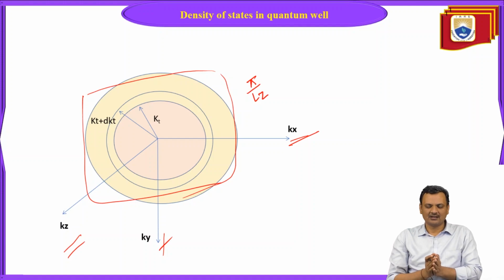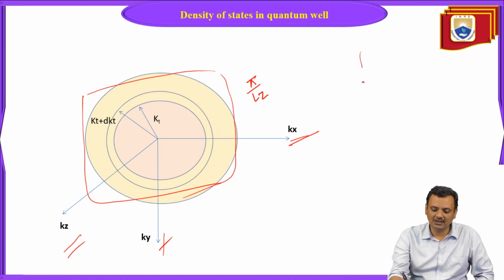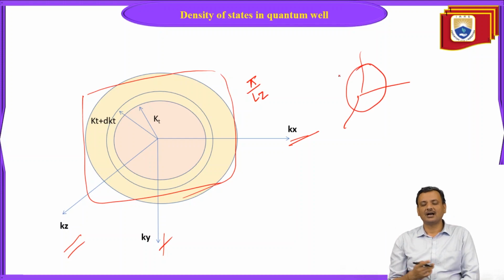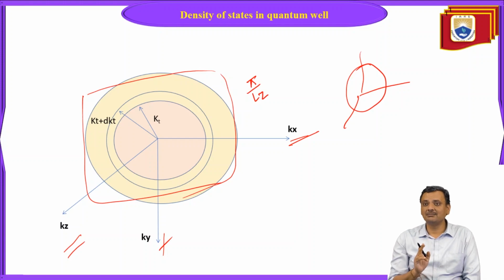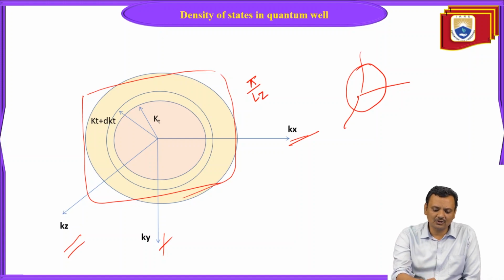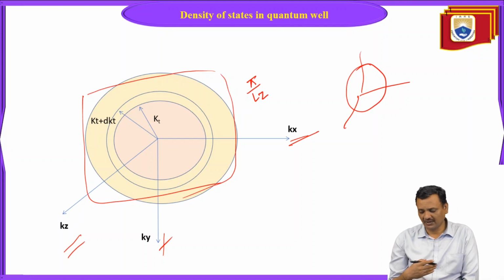Okay. Like in the bulk case, what was your area of concern? Your area of concern was a kind of sphere, and you considered only the positive octant of that sphere. So you can see my previous video. So here is your area of concern for this plane, and your aim is to find out the density of state for a particular quantum well structure.